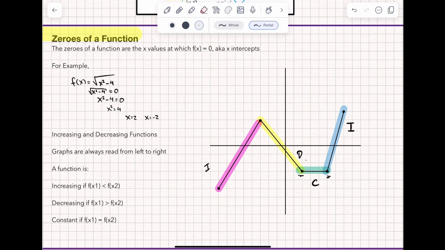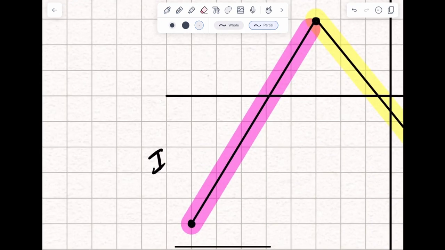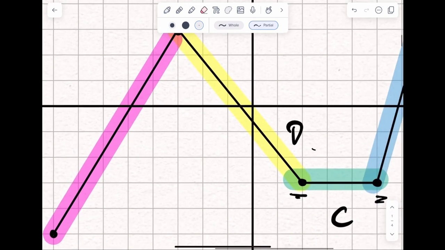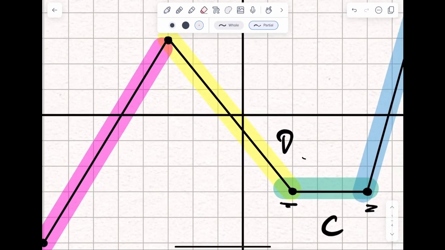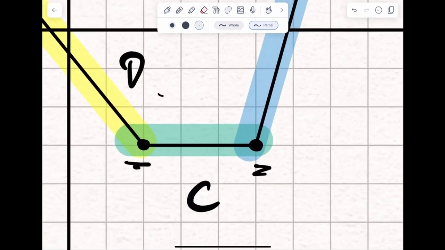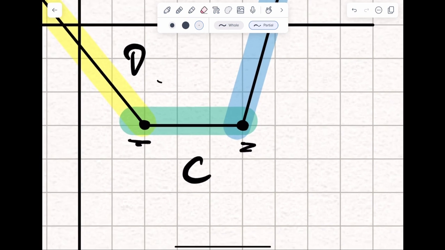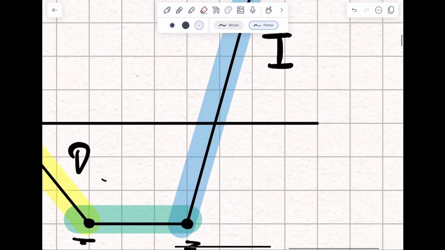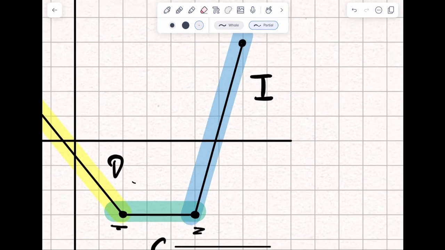Increasing and decreasing functions. Graphs are always read from left to right, and a function is increasing if f(x1) is less than f(x2), decreasing if f(x1) is greater than f(x2), and constant if f(x1) is equal to f(x2). You can see in the pink interval, f(x1) is less than f(x2). We can see in the yellow interval that f(x1) is greater than f(x2). We can see in the green interval that f(x1) is equal to f(x2), and we can see in the blue interval that f(x1) is less than f(x2).